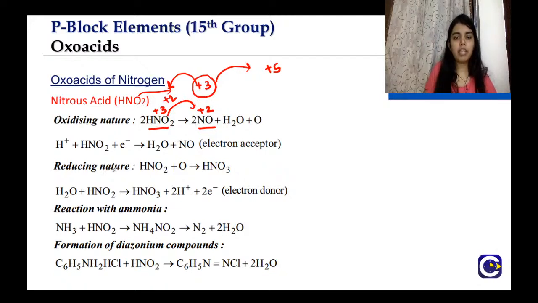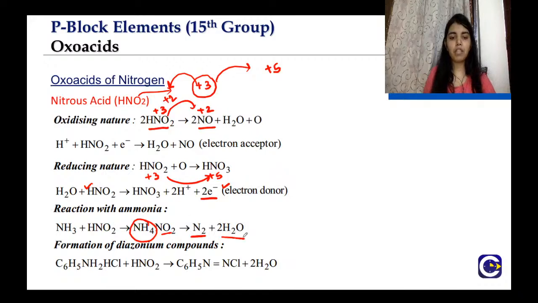Now for the reducing nature, here it is plus 3, here it is plus 5. It itself is getting oxidized and will reduce the other species. So here you can see that HNO2 is giving 2 electrons, that means it is oxidizing itself. Reaction with ammonia: ammonia plus HNO2 will give you NH4NO2, that is ammonium ion with the NO2 group, which further decomposes to nitrogen gas plus 2H2O.